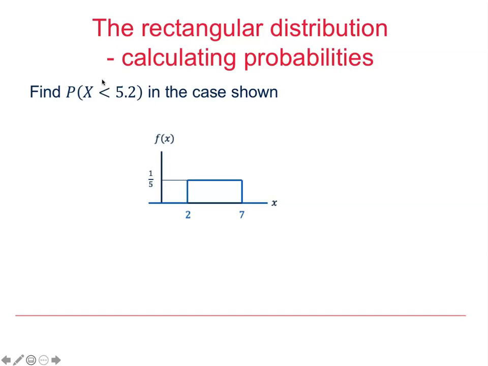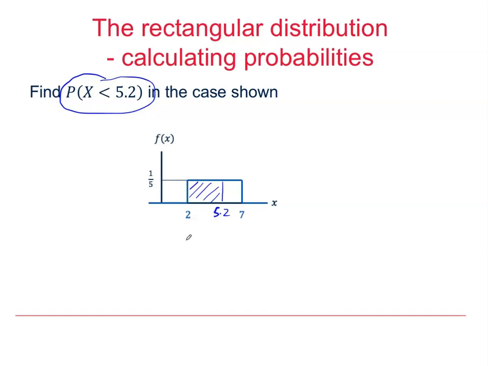Please pause the video and work out what the probability that x is less than 5.2 would be in the case described in the diagram. Well, what we've got here, if we just pop 5.2 approximately here, then we're looking for the probability that x is less than 5.2. So it's this area here we're trying to find. And we can see that that rectangle then has a height of 1/5 and has a width of 5.2 subtract 2.